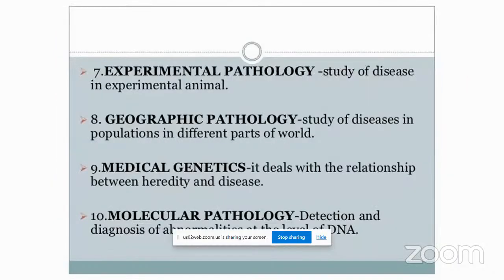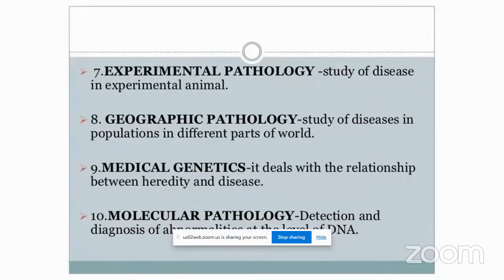Then the next one is experimental pathology, which means the study of disease in experimental animals. Then the next one is geographic pathology, which means the study of disease in populations in different parts of the world. Then the next one is medical genetics, which deals with the relationship between heredity and disease. Then the next one is molecular pathology, which is the detection and diagnosis of disease on a DNA basis.